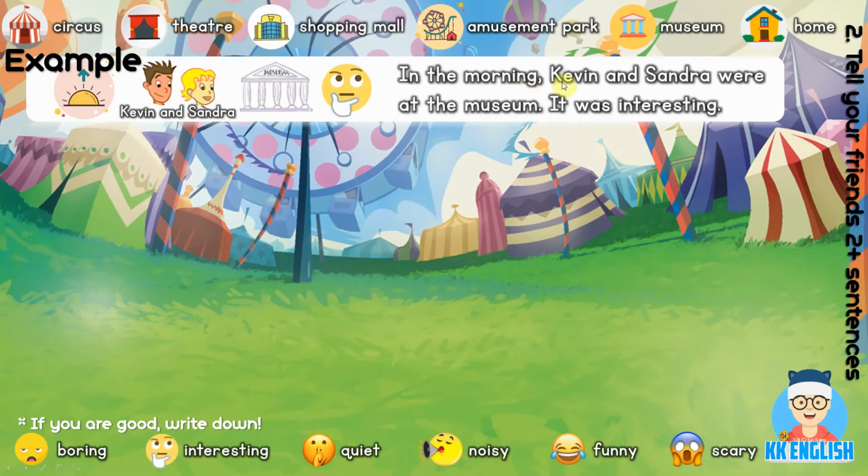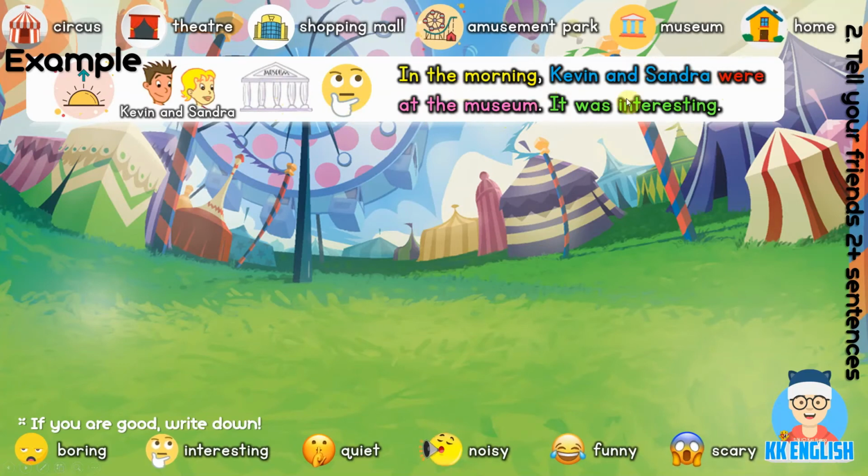In the morning, Kevin and Sandra were at the museum. It was interesting. Huh? I don't know how to write. Never mind, let's look together. The first picture we write in the morning. Then we put a comma. And then we say who? Kevin and Sandra were at the museum. This is a museum. We write at the museum. It was interesting.